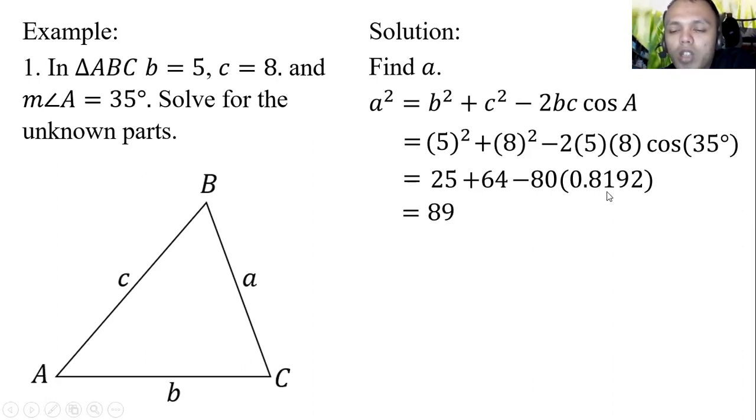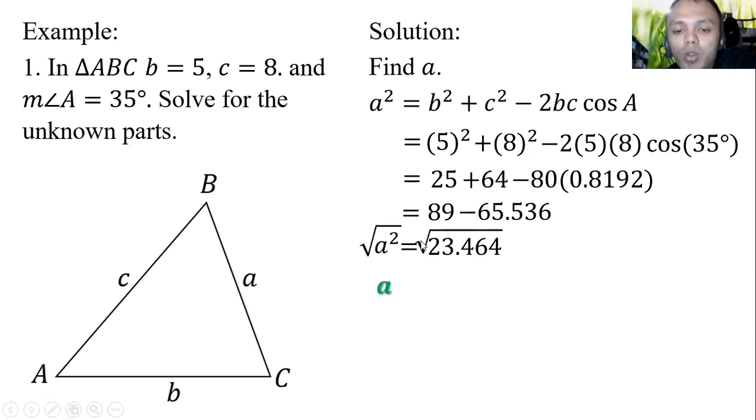25 plus 64 is 89. 80 times 0.8192 is equal to 65.536. Subtract, then we have 23.464. It doesn't end there because this is still A squared. Get the square root of both sides. We have A equal to the square root of 23.464, which is 4.8. So this will be the value of our A.